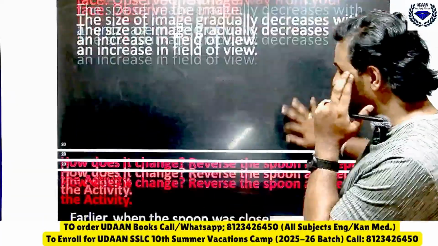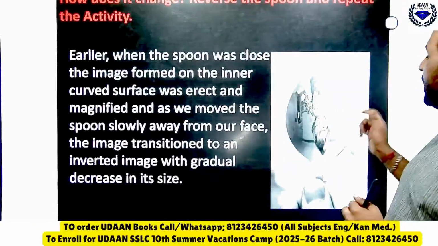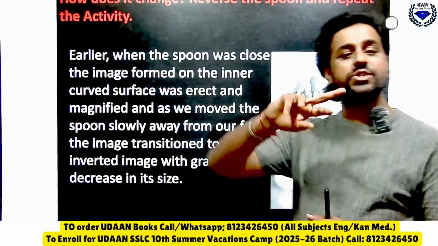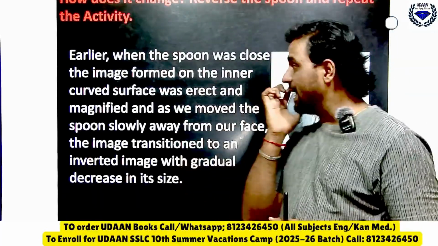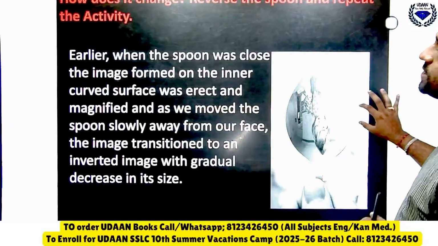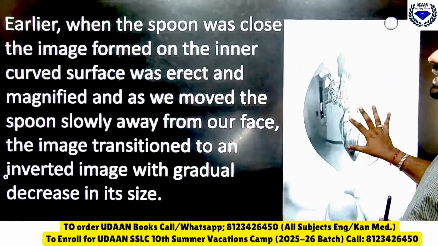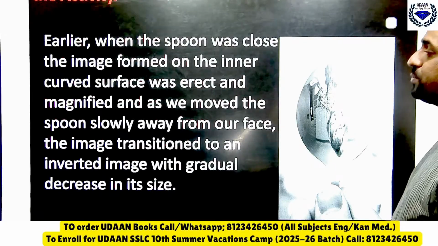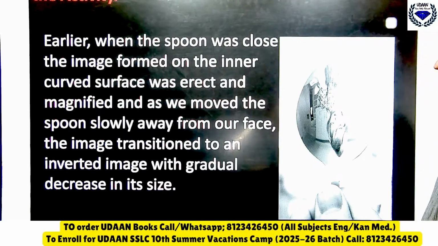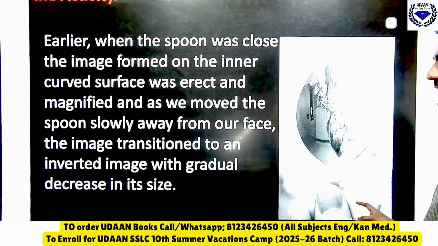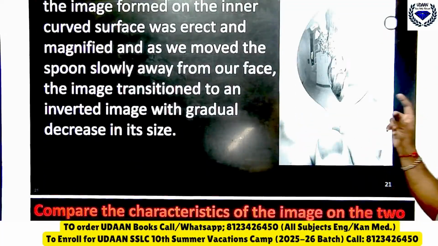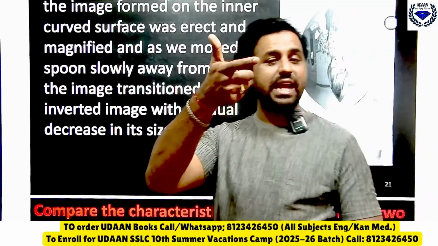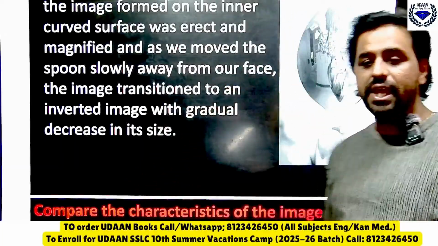Then next one is, if you reverse the spoon, what will happen is the image will become ulta here. See, earlier when the spoon was close, the image formed on the inner curved surface was erect and magnified, and as we moved the spoon slowly away from the face, the image transitioned to an inverted image with gradual decrease in size. And if you hold it upside down, what happens to the image, you should write that an inverted image is formed.